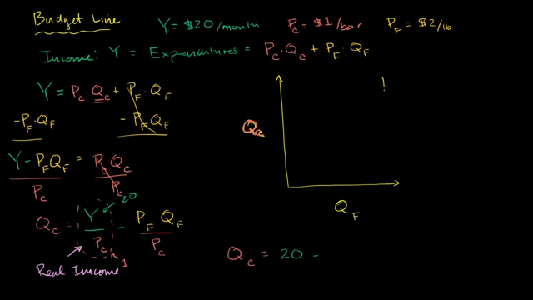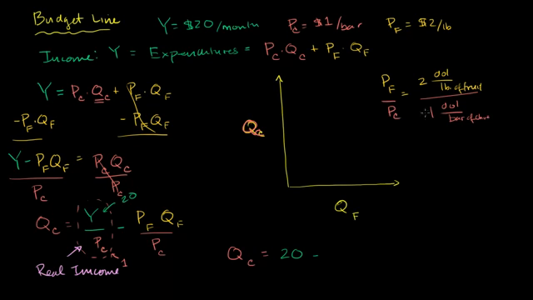So the price of fruit is equal to $2 per pound of fruit. I'll show you how the units cancel out. And then we're dividing that by the price of chocolate, which is equal to $1 per bar of chocolate.